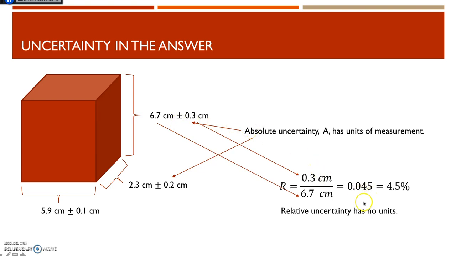So this can be helpful sometimes in other ways. This is representing a fraction, but you'll notice that because the absolute uncertainty has the same units as the units of measurement, those units cancel, and relative uncertainty has no units. Okay, so sometimes this is called fractional uncertainty. This is a percent uncertainty, but they all represent the same thing.